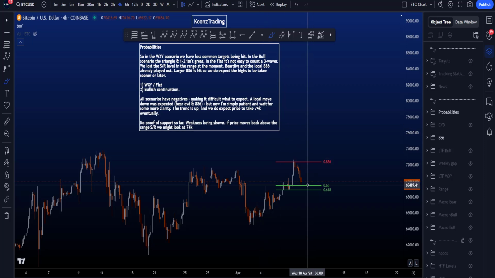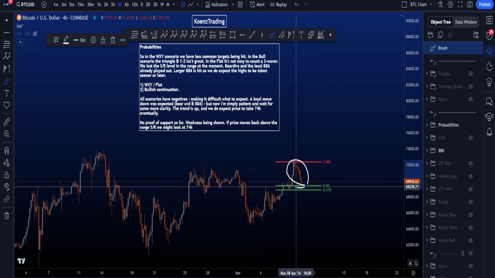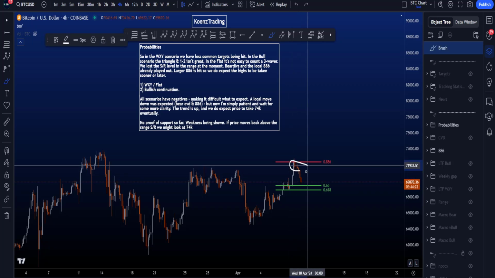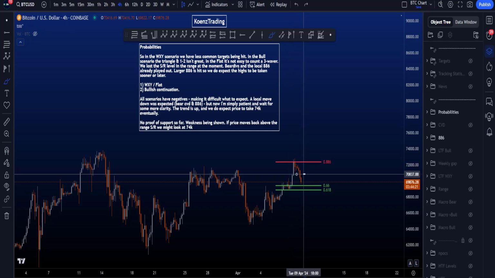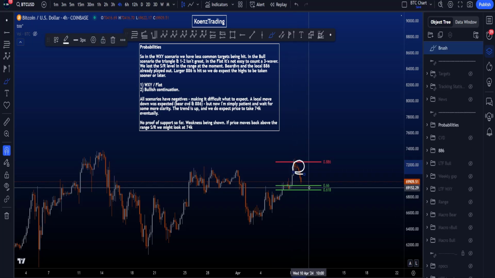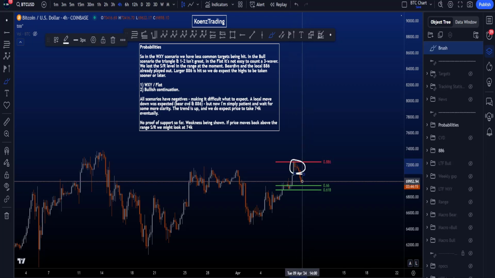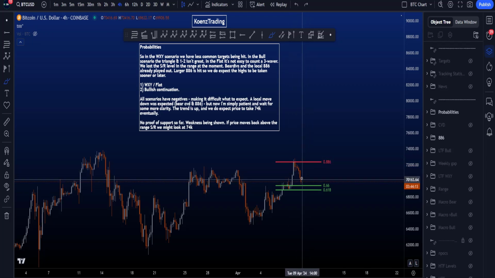A local move down on the lower time frames, that was expected. We had bearish CVDs, we had the 886. I know I'm talking in hindsight, but it is educational as well. So hopefully you learn something, so that next time this happens and I'm sleeping, you at least know, hey, Koen said, oh, 886 touch here, there's bearish CVD, higher probability to move towards the downside, right?